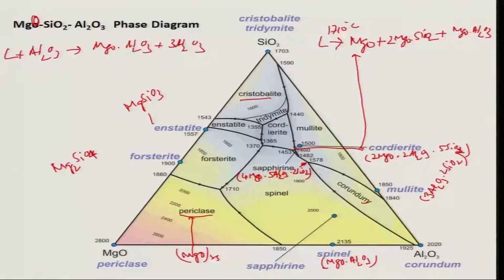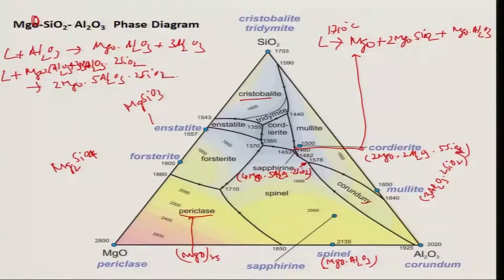And then the second one is basically liquid plus MgO Al2O3 plus, this is a ternary peritectic reaction, Al2O3 2SiO2 leading to formation of 2MgO 5Al2O3 2SiO2. What is this? This is 2MgO 2Al2O3 5SiO2. This is the one.